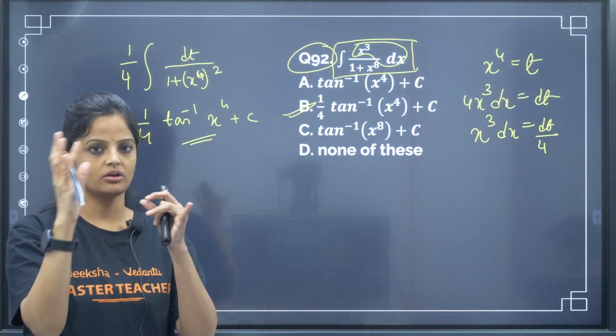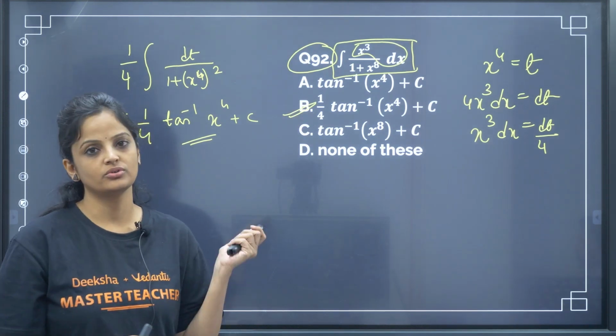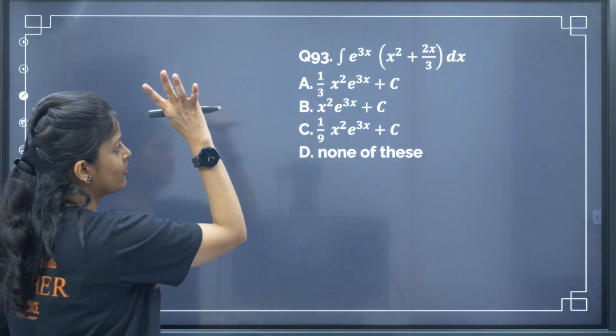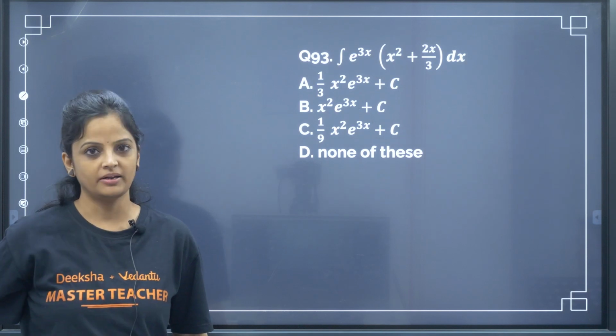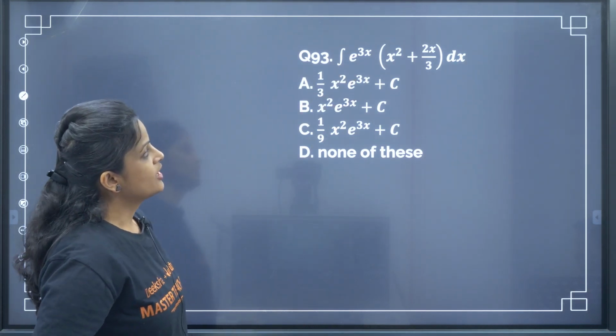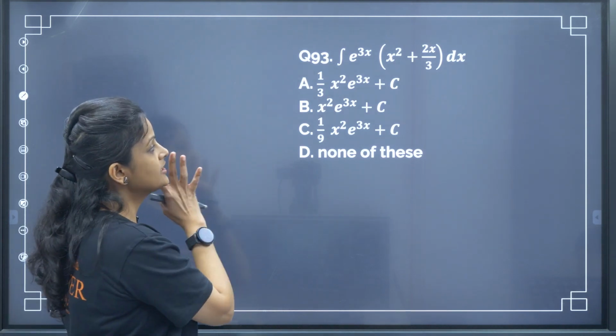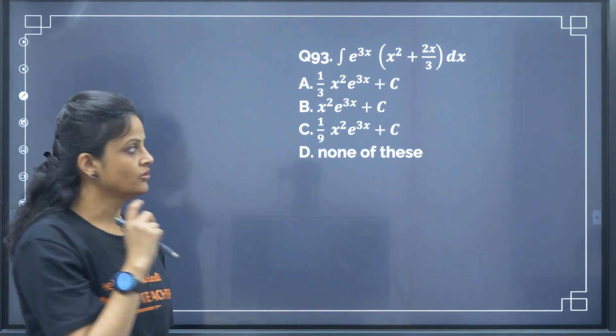Obviously we have to check what terms are given. Second, the options are the biggest hint for you to do such questions. Here also the same trick I can apply. Just check the question: integral of e to the power of 3x into x square plus 2x divided by 3 is there. What is the hint? The option is always telling you the hint, as I told.